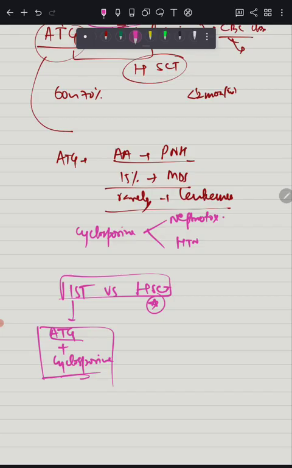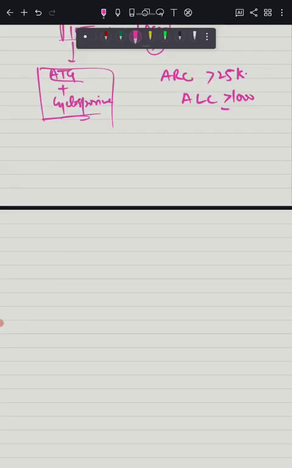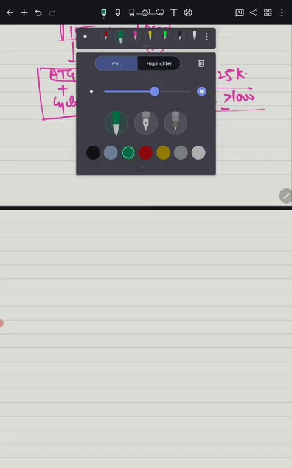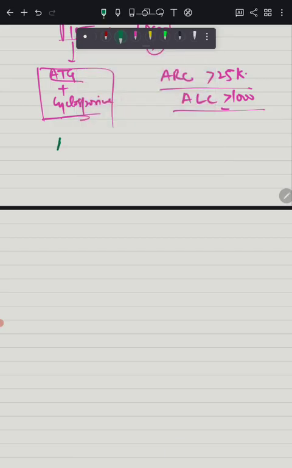So what is the response to treatment? You will see an absolute reticulocyte count of less than 25,000 and an absolute lymphocyte count of greater than 1000. So what is this ARC, absolute reticulocyte count? It is the actual number of reticulocytes in circulation.